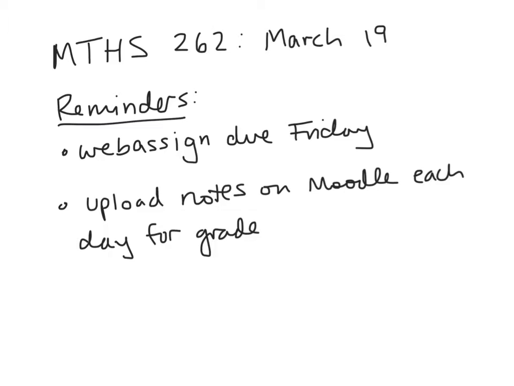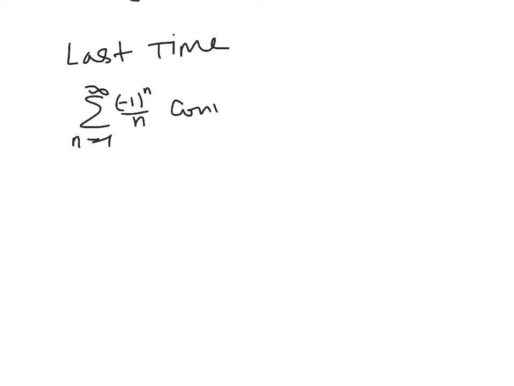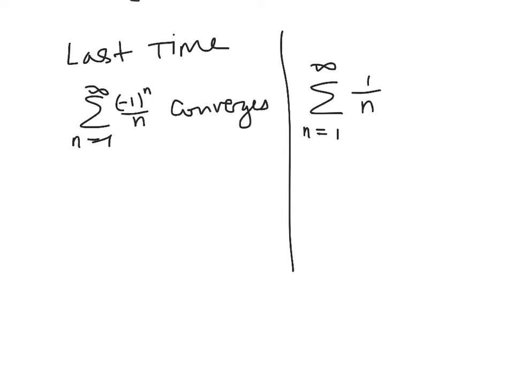What we want to talk about today is a topic related to the alternating series test. If you recall from last time, we saw that we had the series, and this series converged. But if I remove the alternating part, the series on the right diverges.